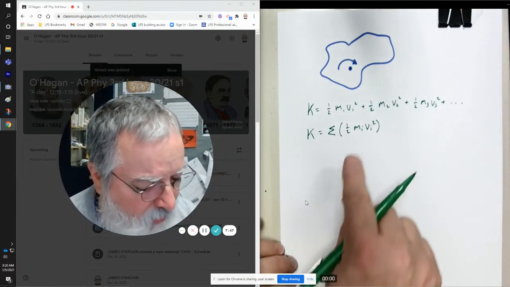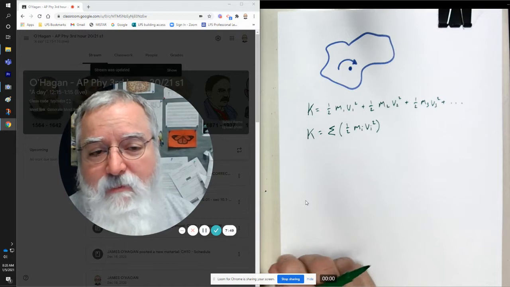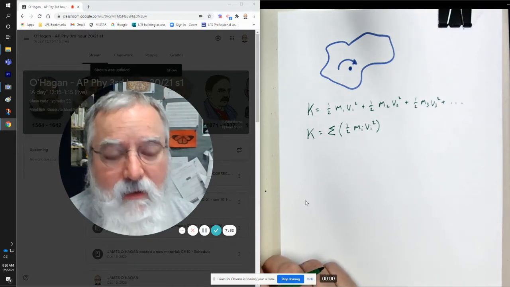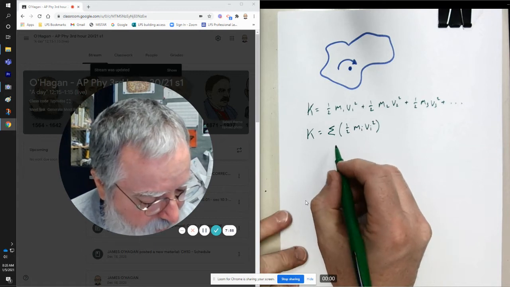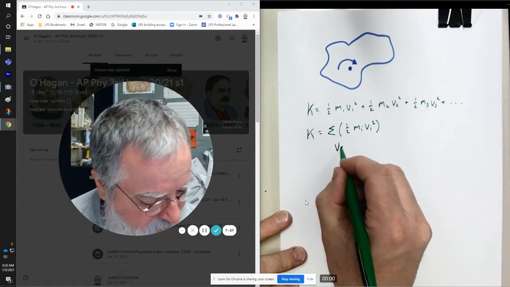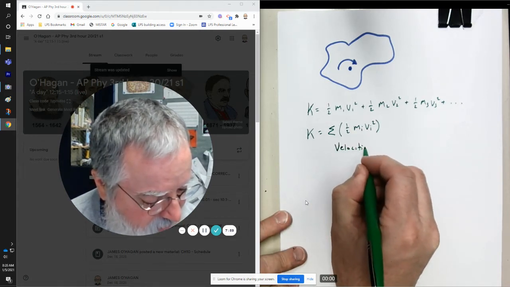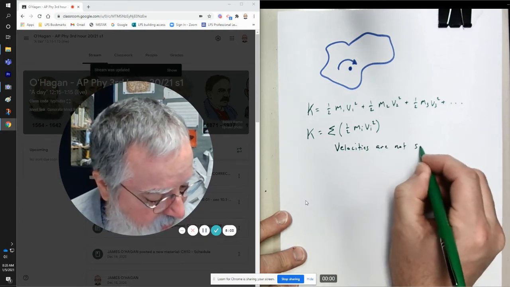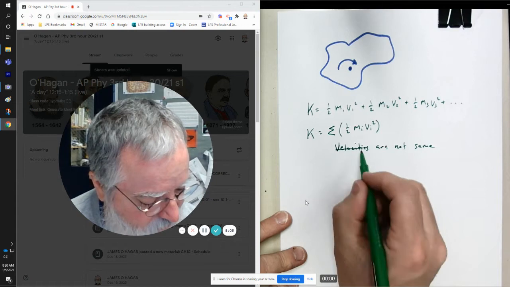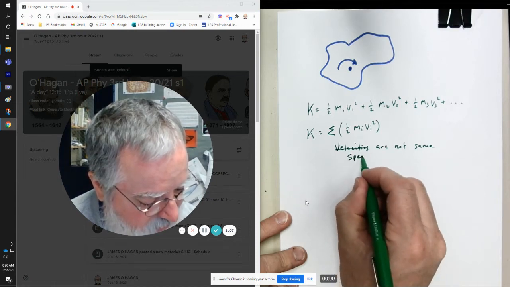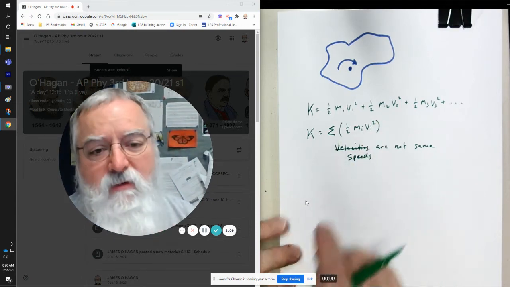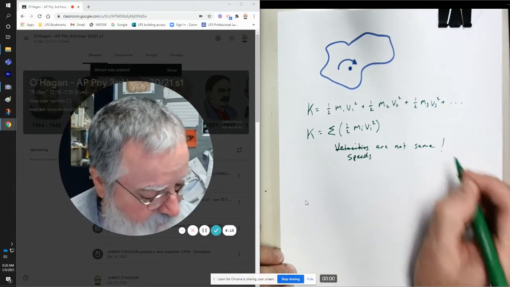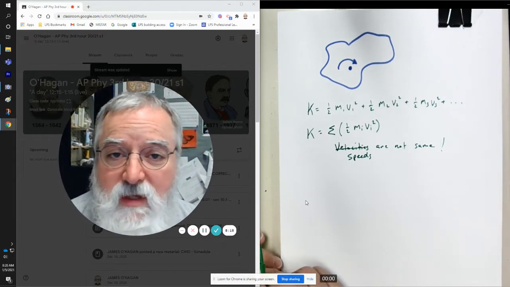All the velocities for all those different objects are not the same. So let's write that down: velocities are not the same. What I should really say is speeds, because in kinetic energy we're talking about speeds. So the speeds are not the same. That's a problem. But you know what is the same?